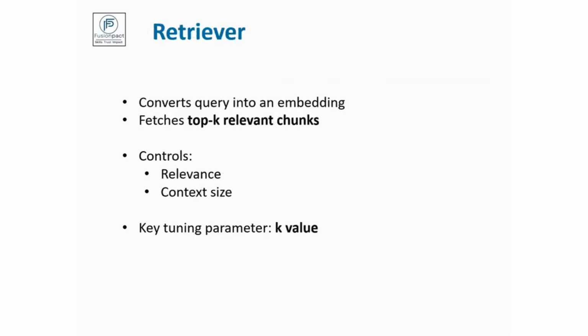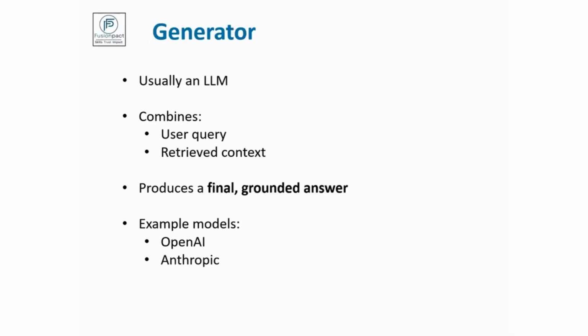For the retriever, it converts the query into an embedding, fetches the top K relevant chunks, and controls relevance and context size. The key tuning parameter is the K value. For the generator, it is usually an LLM. It combines the user query and retrieved context. It produces a final grounded answer. The examples are OpenAI and Anthropic.